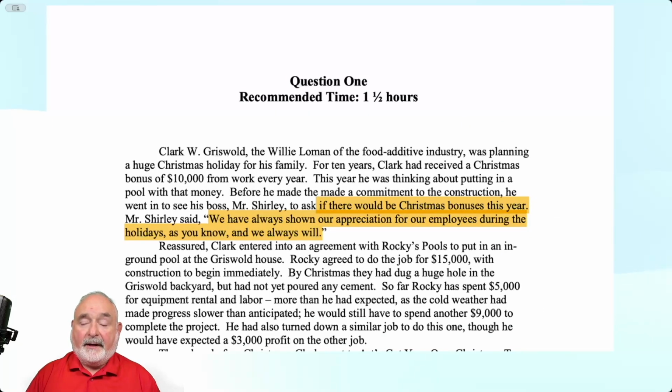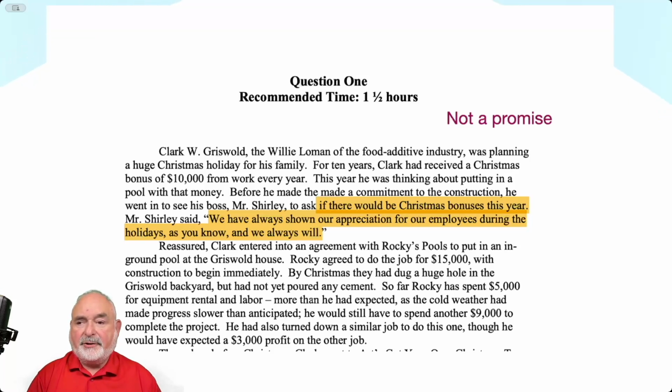Now, when he answers the question about Christmas bonuses, he says, "We've always shown our appreciation for our employees during the holidays. As you know, we always will." And that's not a promise. It's vague. Clark asked a vague question: would there be Christmas bonuses this year? He didn't even ask if he would get a Christmas bonus. It said, will there be Christmas bonuses? So he asked a vague question, and now he's getting a vague answer, which is not a promise.